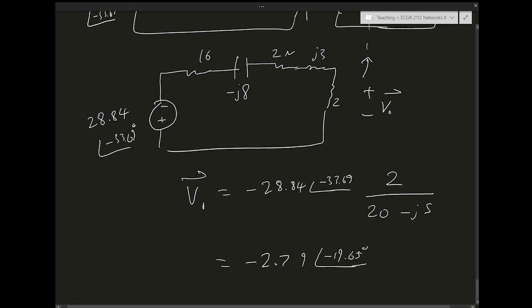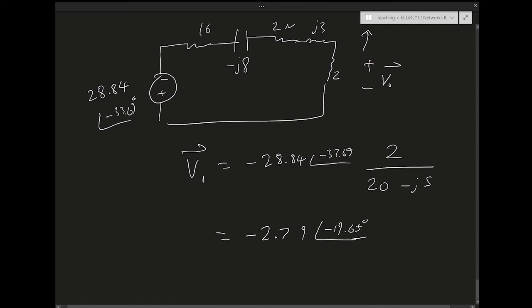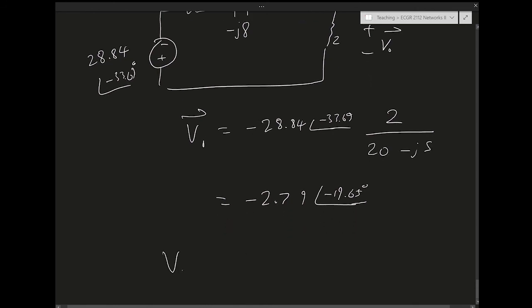And we said we don't like a negative sign for the magnitude, so what we can do is we can cancel the negative sign and add 180 there. So we end up with VO equals 2.79, 100.35 degrees. Okay.